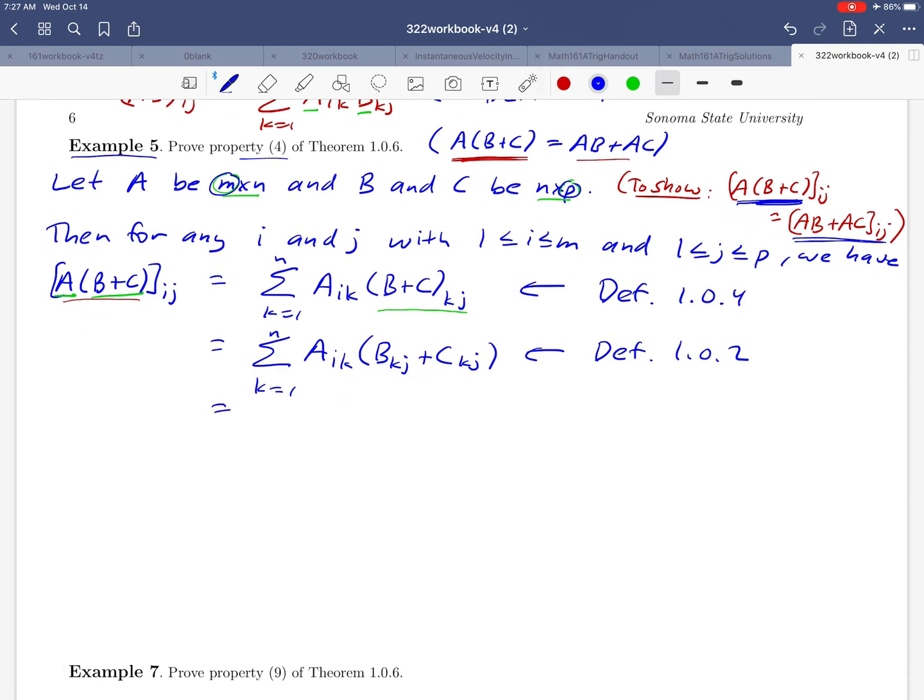And let's see, I want to make sure I don't run out of space here. So let me try to write that a little bit smaller here. Okay, good.